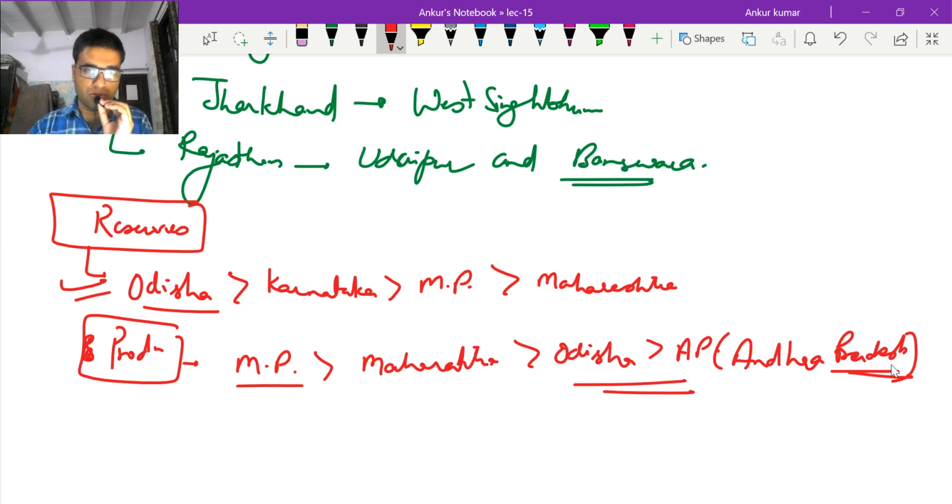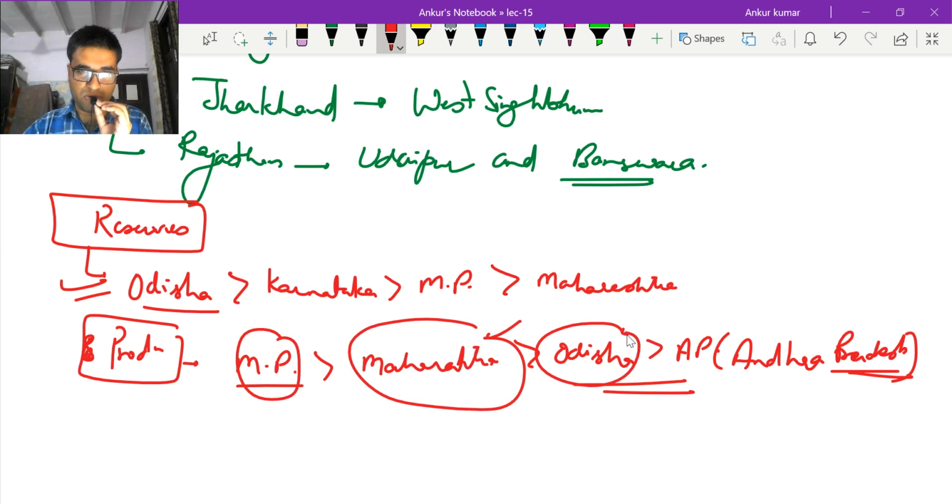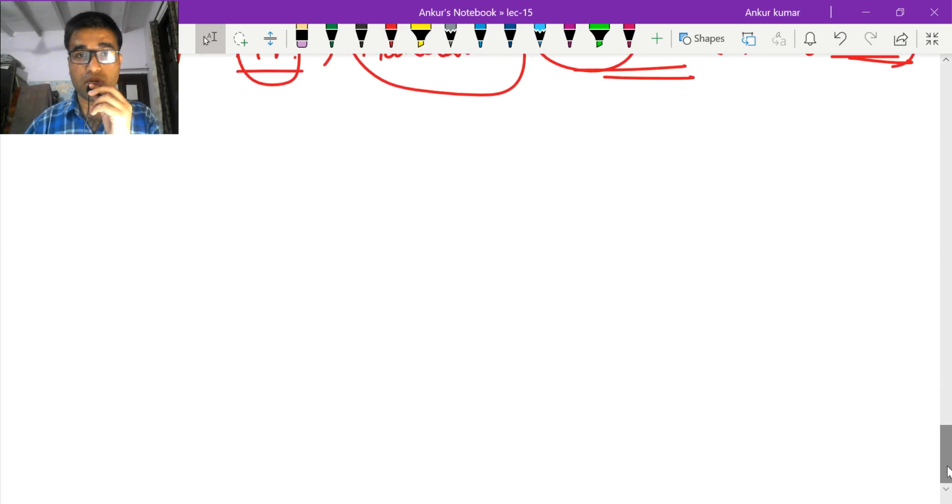Okay, so these are the manganese production states in order. Highest in MP, after MP it is Maharashtra, then Odisha, and last is Andhra Pradesh. So this is the second mineral. Moving on to the next mineral, that is bauxite. So we have done iron and manganese. Now we will do the bauxite.